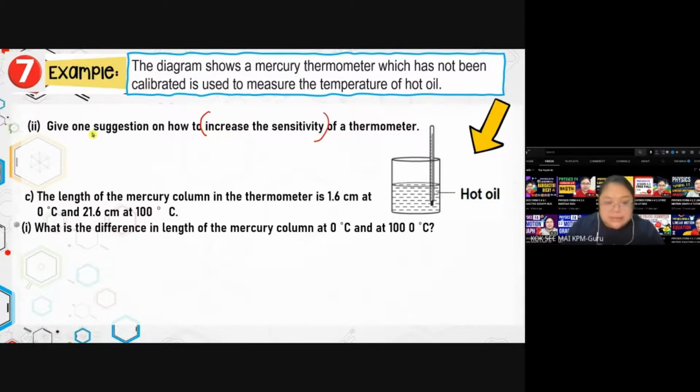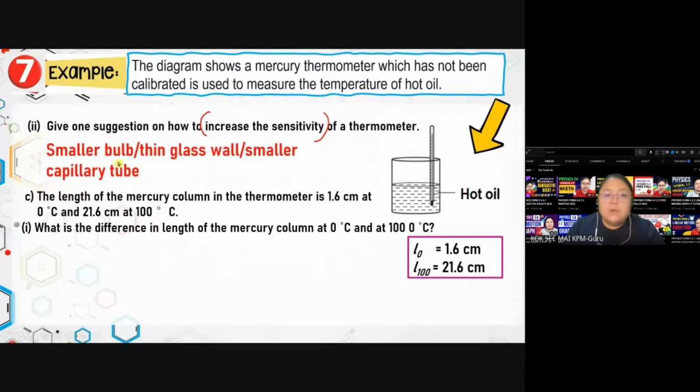So they say one suggestion only, so we just write one. Okay, smaller bulb is supposed to not be the main point. So important is a thin glass wall and a narrow capillary tube. Okay, these 2 are the main points for sensitivity. The rest we have another explanation. So only these 2 main ones are for sensitivity.